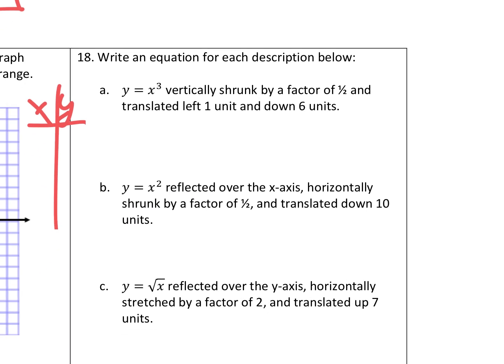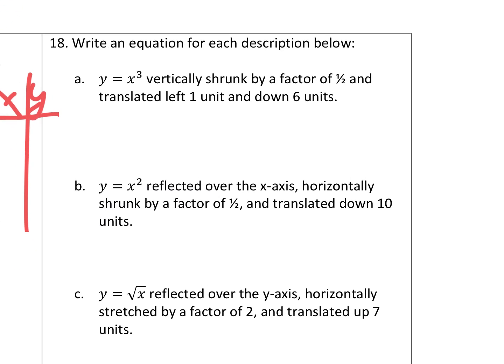Okay, and write an equation. We've already talked about these. Vertically shrunk, so that must be on the outside. Factor of a half. If it's shrunk, then I do use the half on the outside. You trust those on the outside.